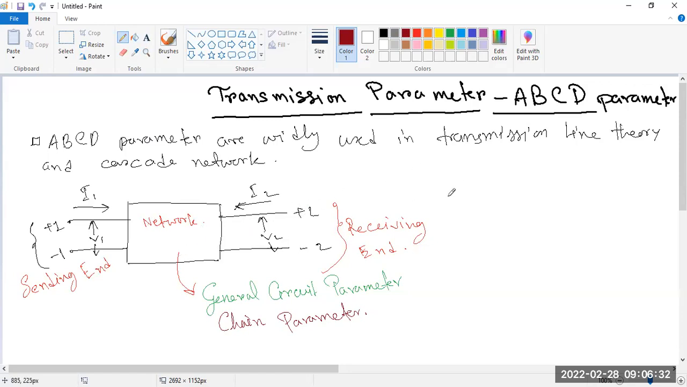If we are going to write this parameter in equation form, then V1 equals A V2 minus B I2, and I1 equals C V2 minus D I2. And this negative sign is coming for minus I2, not for B and D.